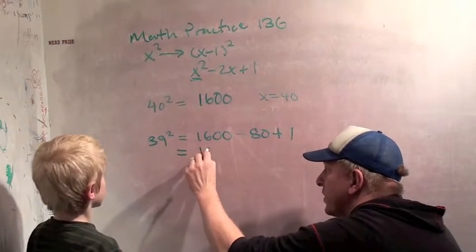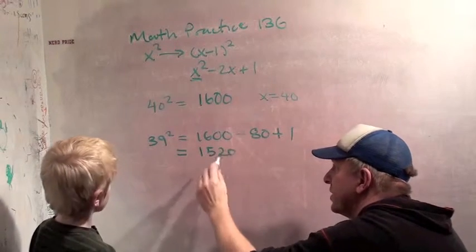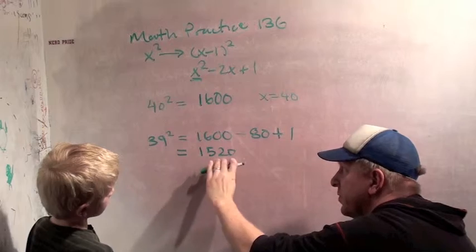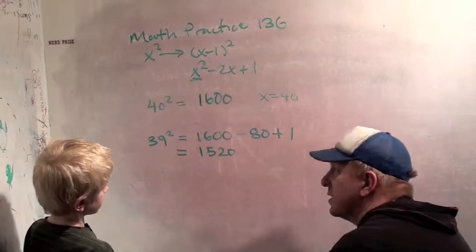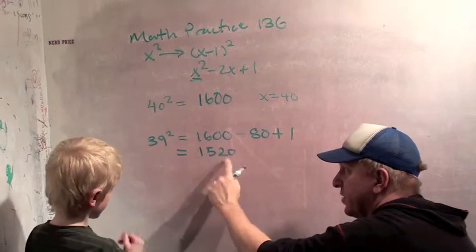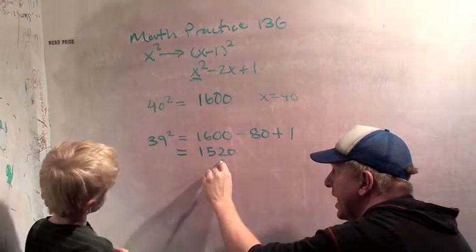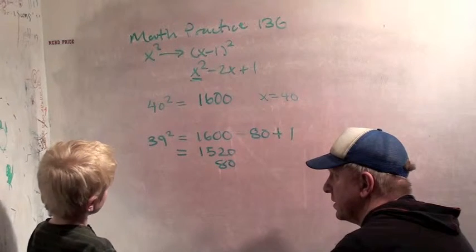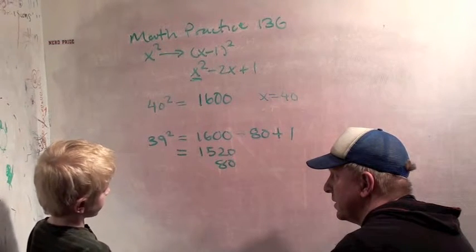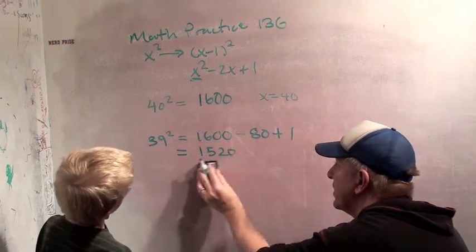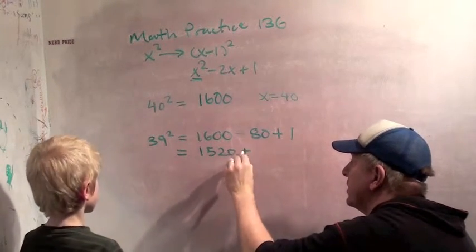A bit? Okay, so it's 1520. It has to be a bigger number than 1500, because if you subtract 100, you get to 1500. So when you subtract 80, which is 20 less than 100, this goes up by 20. And you can see, what would we get if we added 80 to this? You would get 1600 again. See how that works? Okay, great. And then we just have to add 1.